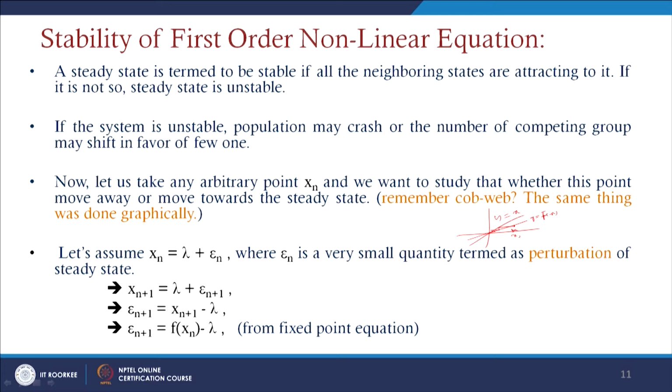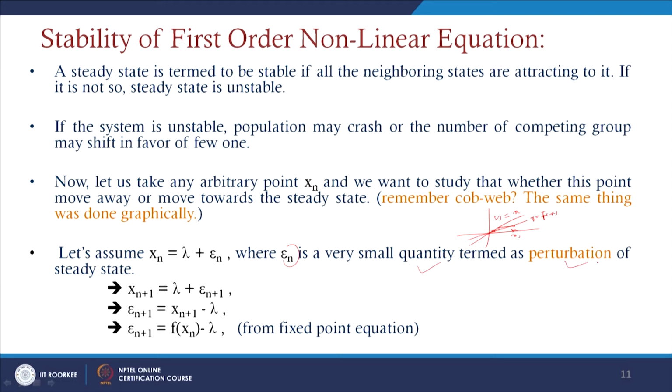And next, suppose x_n can be written as lambda plus epsilon_n, where an error term exists in the calculation of lambda. Then we can consider the exact solution x_n as lambda plus epsilon_n. Sometimes it is called the perturbed solution, and here epsilon_n is a very small quantity, termed the perturbation of the steady state.